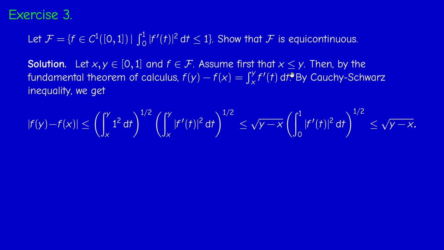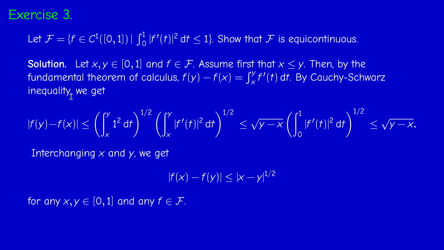Now, if I don't assume that x is less than y, it's fine, but then I would have to take the absolute value of the integral, because if y is less than x, then this is negative. So I don't need to distinguish between two cases. But since y and x play the same role, if y is less than x, then I get f of x minus f of y less than x minus y, and this is just the same constant. So by symmetry, f of x minus f of y in absolute value is less than the distance between x and y to the power 1/2.